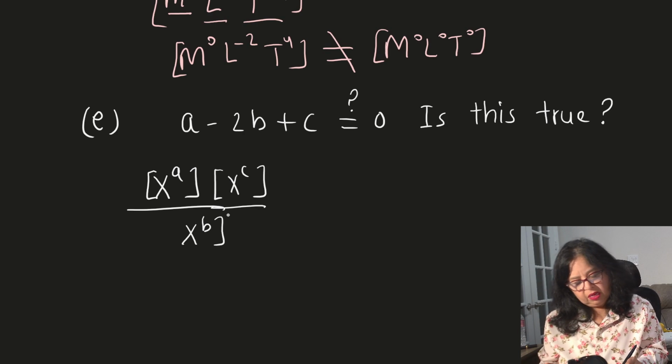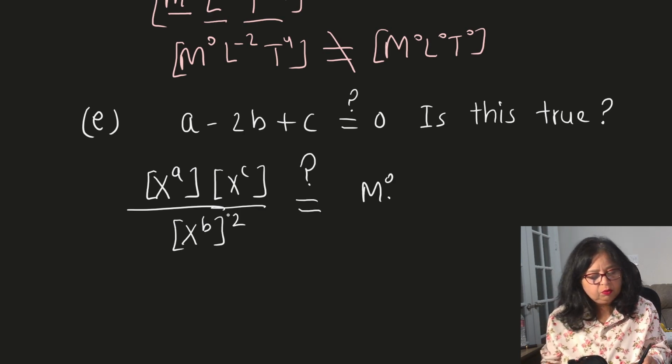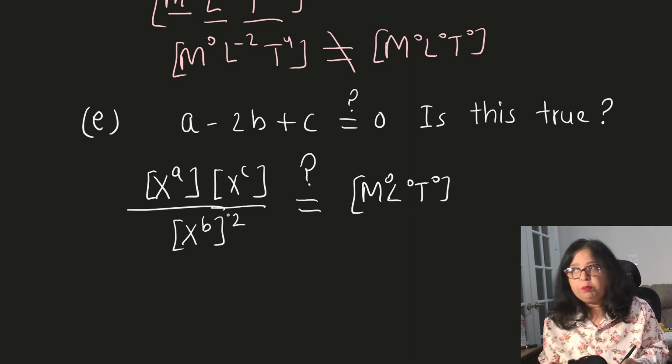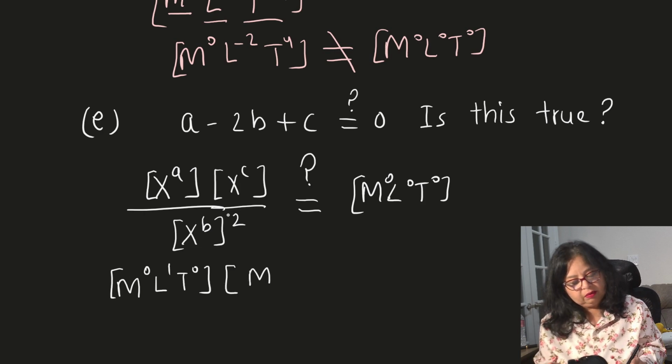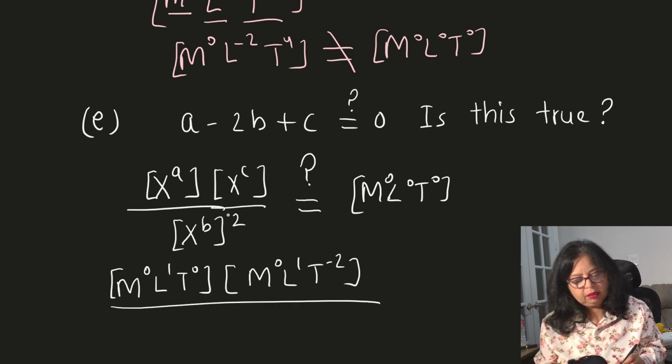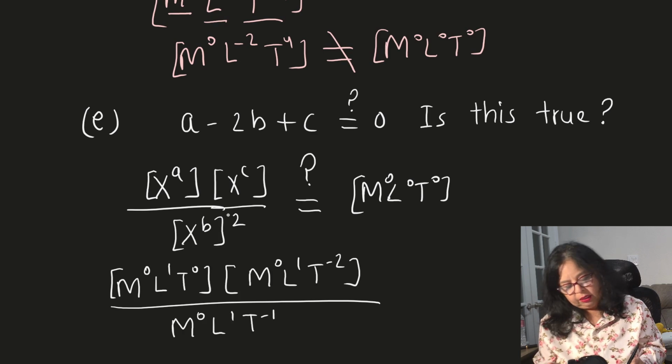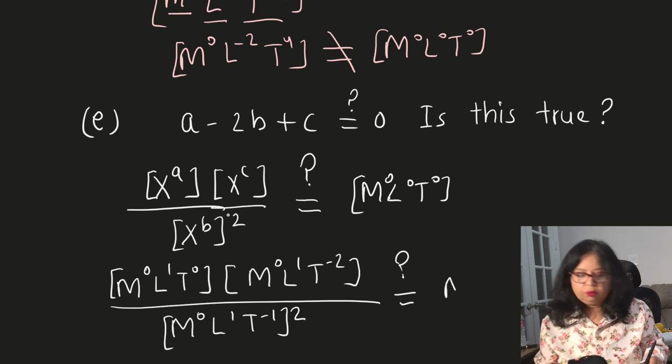Tell me if you see how I have written this. And we want to see if this is equal to M0 L0 T0. Now x to the power A is position, M0 L1 T0. X to the power C is acceleration, M0 L1 T minus 2. And x to the power B is speed, M0 L1 T minus 1, squared. Is this equal to M0 L0 T0?